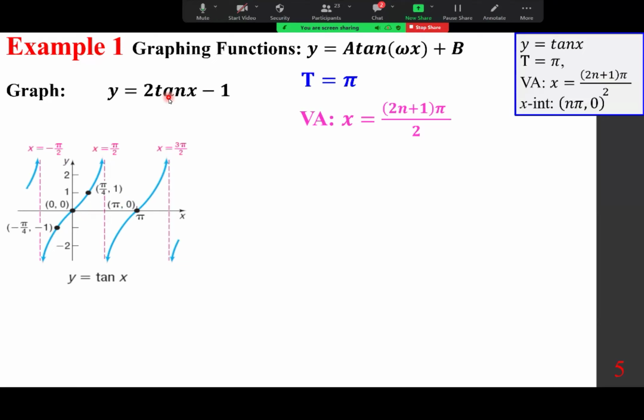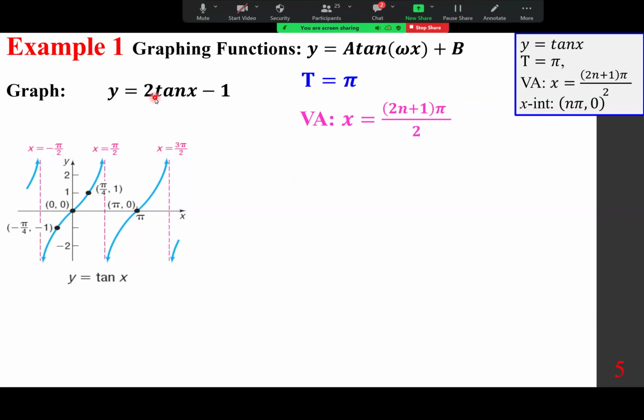It looks like that. Again, pay attention to the main cycle: (0, 0) here, (pi over 4, 1), (negative pi over 4, negative 1), x equals pi over 2, x equals minus pi over 2, and it goes on indefinitely on both sides.